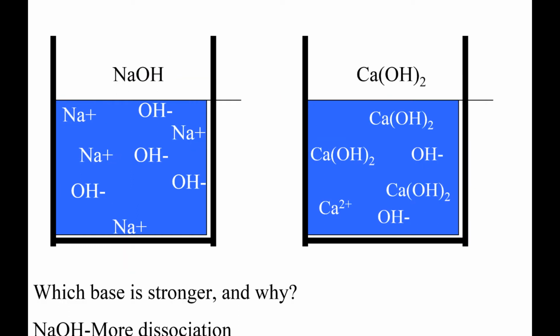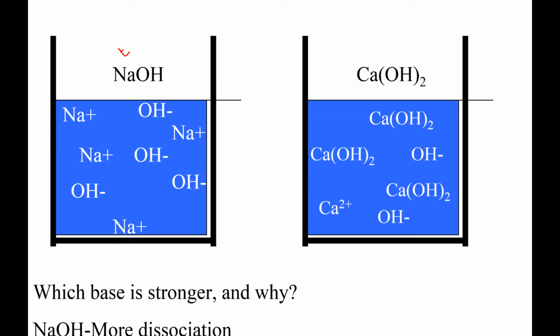Okay, how about this? Which one's the stronger base? Well, let's look back to our Arrhenius definition of a base. It's one that increases the concentration of OH- ions in solution. So whichever one has the most OH- ions in solution is the stronger base. So NaOH is the stronger base. Calcium hydroxide doesn't produce as many ions in solution. Note that NaOH only has one hydroxide per Na, but calcium hydroxide has two OHs per calcium.